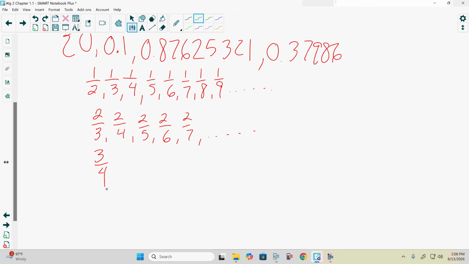We can do 3/4, 3/5, 3/6, 3/7, 3/8, 4/5, 5. Is there any reasonable way to write all this? If you notice, we actually haven't even gotten to 1 yet. We're just covering numbers between 0 and 1. So realistically, there is no way for us to write all the set of all real numbers greater than or equal to 0.